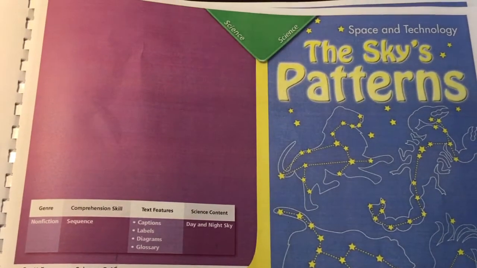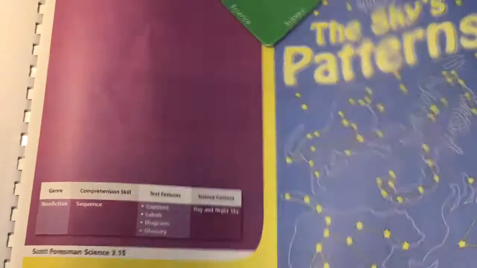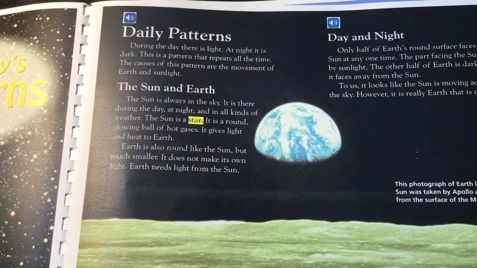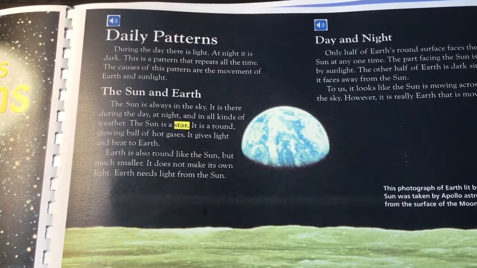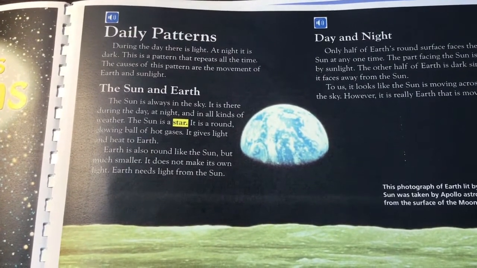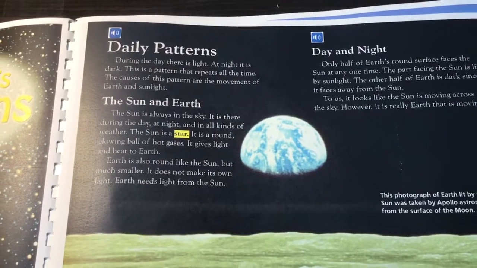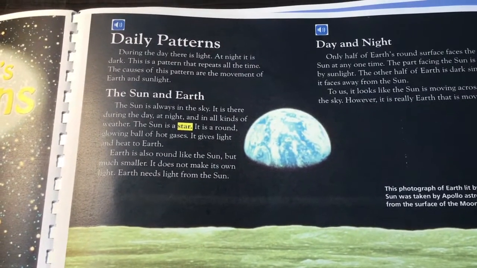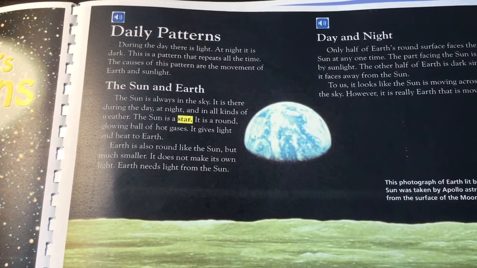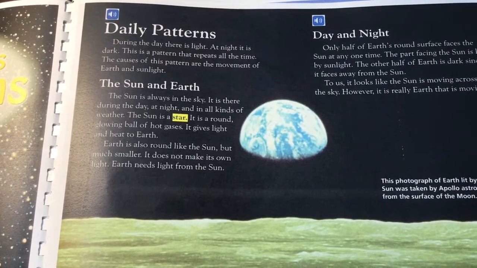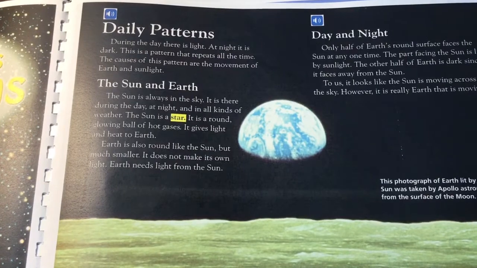The sky's patterns. Daily patterns. During the day, there is light. At night, it is dark. This is a pattern that repeats all the time. The causes of these patterns are the movement of Earth and sunlight, the sun and Earth.